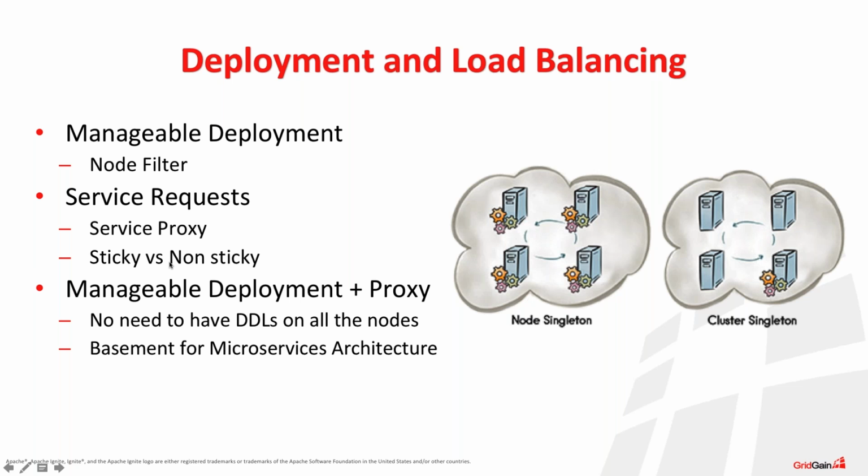Sticky and not sticky is related to load balancing. Basically, if you create a sticky proxy, a sticky connection to one of the service deployments, it will mean that all the queries from, let's say, your application will go only to one of the nodes where the service is deployed. But if you choose a so-called not sticky proxy, and if you have more than one instance of the same service deployed in your cluster, then with every request to this service, the request might go to any node where the service is deployed.